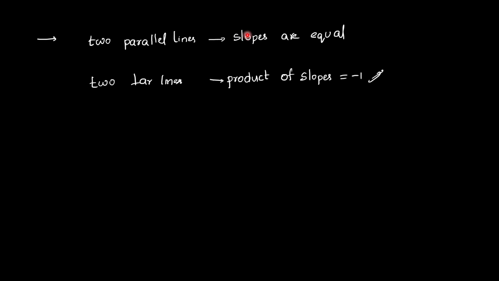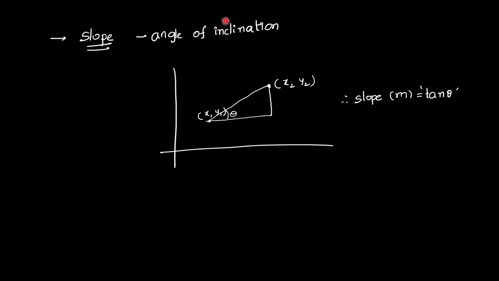Now, before going into this topic, let me discuss what slope is. Slope is nothing but the angle of inclination. To be more precise, it is the tangent of the angle made by the line joining the 2 points with respect to horizontal. Slope is defined as the tangent of the angle made by the line with respect to horizontal.